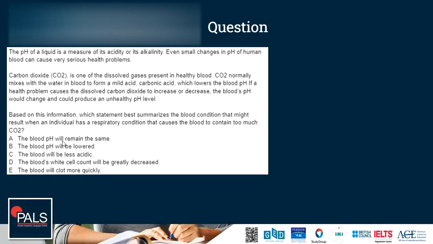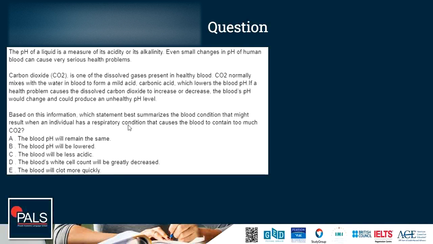The blood pH will remain the same. The blood pH will be lowered. The blood will be less acidic. The blood's white cell count will be greatly decreased. The blood will clot more quickly. So we can definitely exclude a few answers here, and these are E and D.